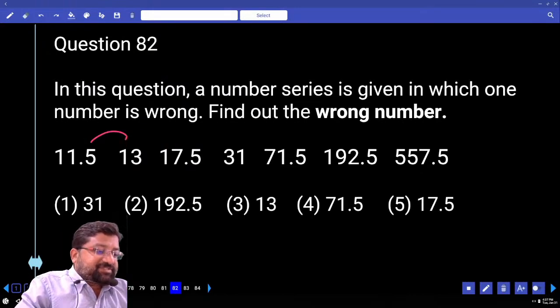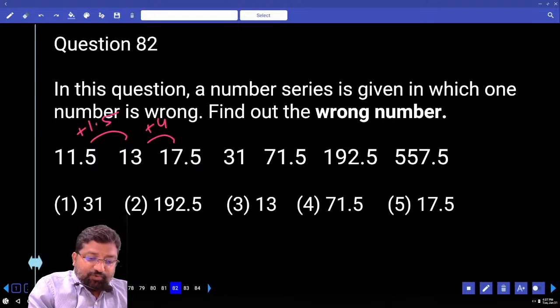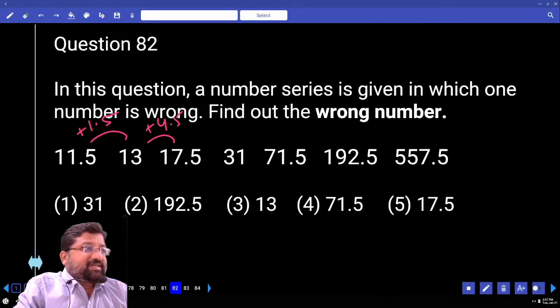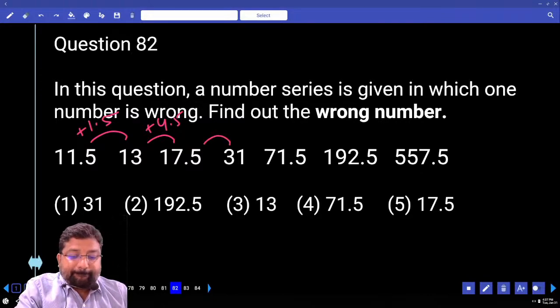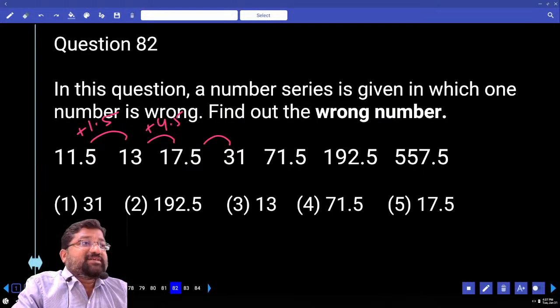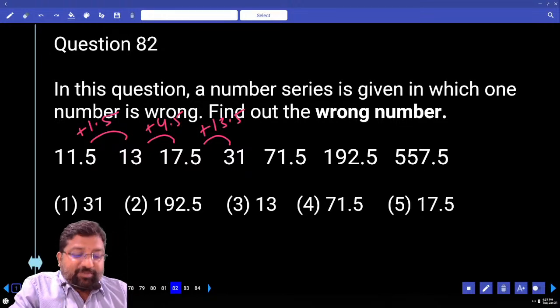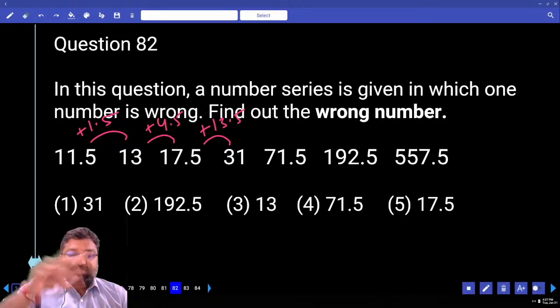Come on, tell me what is the difference here. Plus or minus? Plus. How much is this? 1.5. How much is this? Plus 4.5. Right? How much is this? 12.5 will give me 30. 17.5 plus 12.5 is how much? 30. But here how much is there? 13.5. 31, right? Tell me. Looking at 1.5, 4.5, 13.5, what idea comes to you?